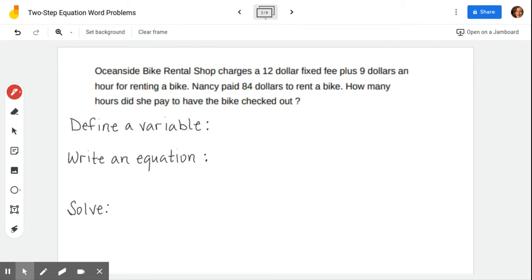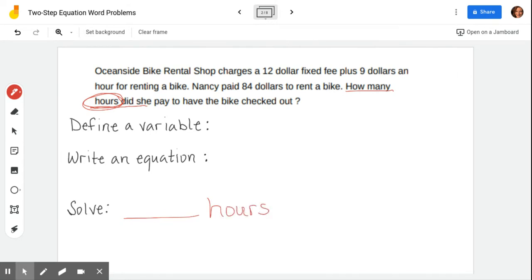So I start by going to the end of the problem. I read it once. I don't always fully process everything I've read in that first pass through, but I read it once and then I go again to the very last statement or question. This says, how many hours did she pay to have the bike checked out? Look for those key phrases like how many or something that's indicating it's what's missing. It's what you're trying to find because that's going to end up leading you to what the label's going to be. I'm trying to find how many hours.